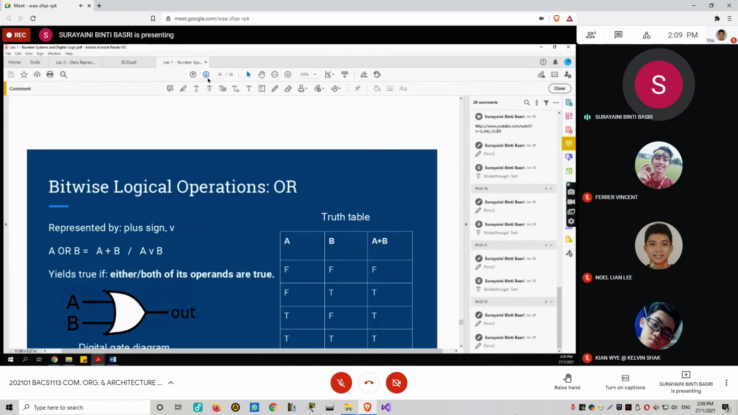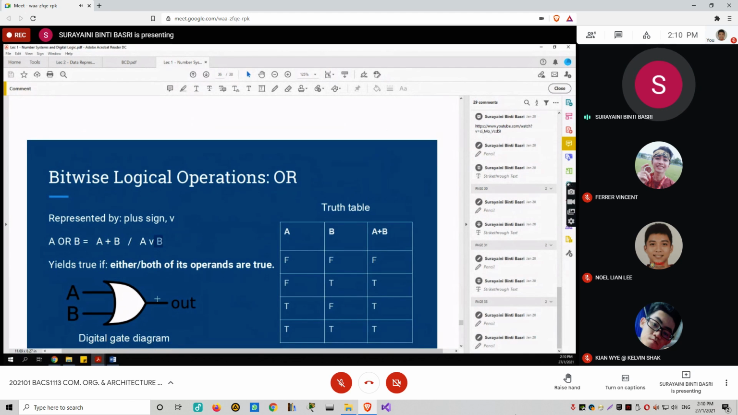Okay, so we proceed to the logical operation OR. It can be represented by the plus sign and then the V, the normal V. So like A OR B, you can write it as A + B or A V B. Okay, so this one.